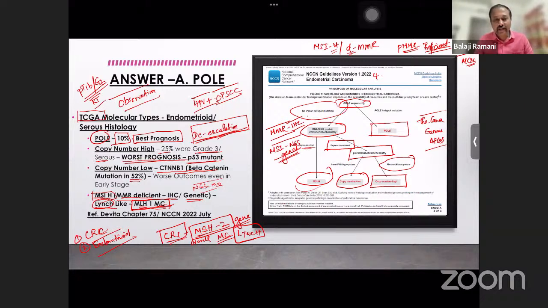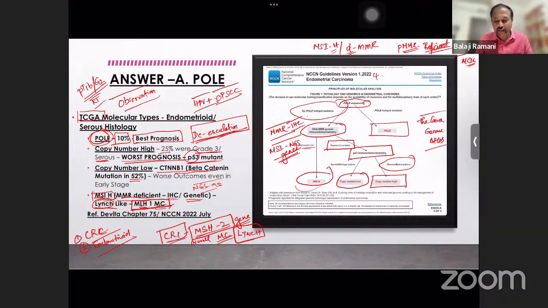You have the beta catenin mutations that will happen commonly in this particular subtype. So serous, the top comes, then it is related to your P53. When you talk about MSI high, then you will have the Lynch syndrome like phenotype, which will be very commonly found. Pole will have the best low-grade tumors, usually that will be found. And copy number high is something where you will have the P53 mutation and the grade 3 or the serous types. Copy number low will be the beta catenin type.